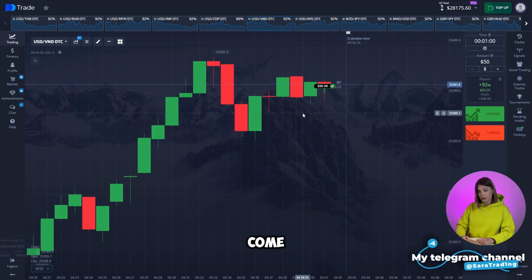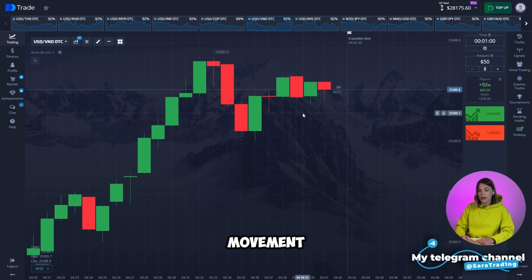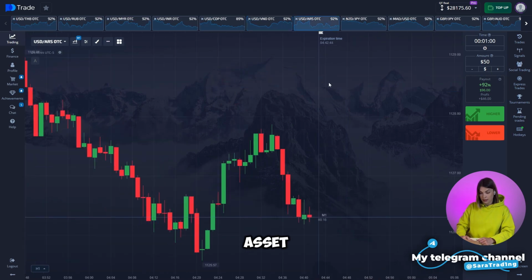So friend, the deal has come to an end. Here we have correctly identified the turning point after the corrective movement. Well, here in fact is the result. Next we move on to the next asset.